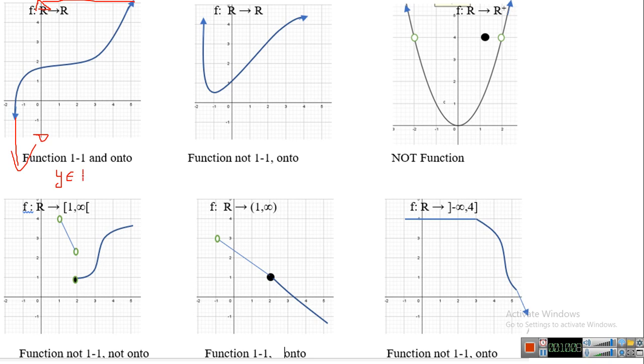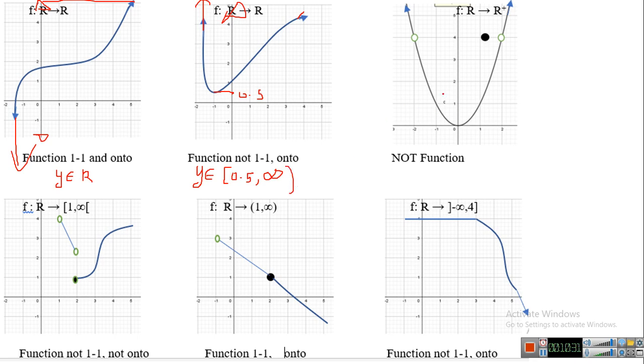Here the range, if you project on the y-axis, the minimum, suppose this is 0.5, up till these two arrows, it goes up from both sides, from 0.5 till infinity. This is called the range, the y.